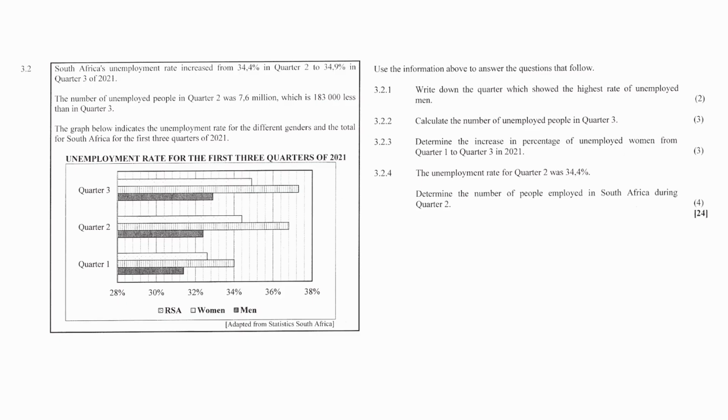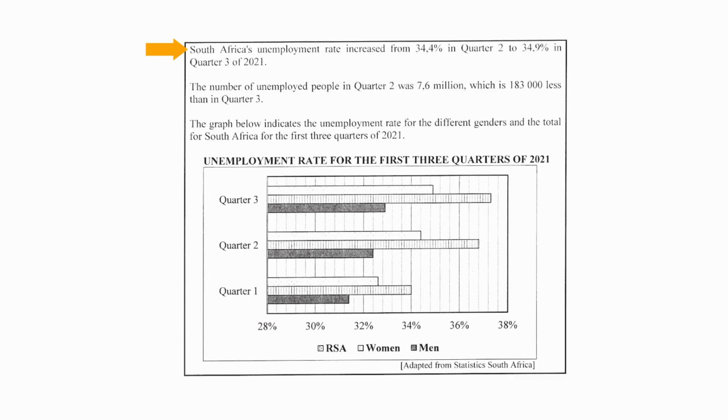Question 3.2 consists of 4 data handling questions that were designed to assess your understanding of data analysis and compound bar graphs. It is stated that South Africa's unemployment rate increased by 34.4% in quarter 2 to 34.9% in quarter 3 of 2021. The number of unemployed people in quarter 2 was 7.6 million, which is 183,000 less than in quarter 3. You are given a graph that indicates the unemployment rate for different genders and the total for South Africa for the first quarter of 2021.